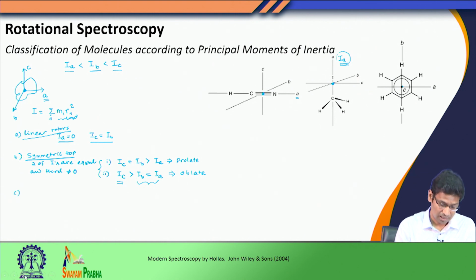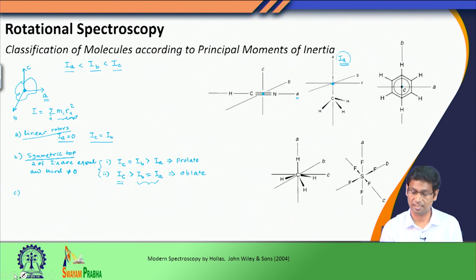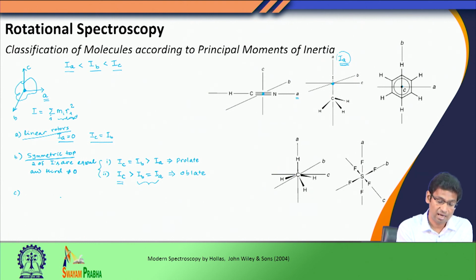Now, we can have another example where this is a tetrahedral molecule and this is an octahedral molecule, methane and SF6. You would see that we can find the center of gravity, which would be on the central atoms in both cases, and then we calculate the three principal moments of inertia. You would see in this case I A will be equal to I B will be equal to I C, and such systems are called spherical tops.